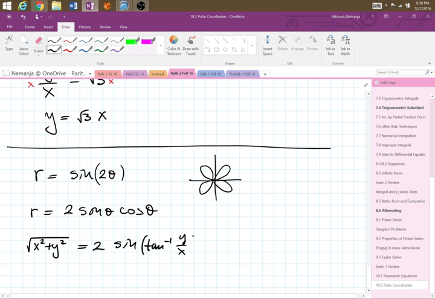of y over x. Before we go any further, I'm confused. How do we go from starting 2 theta to 2 sine theta cosine theta? Formula for a double angle, from pre-calc. Double angle.